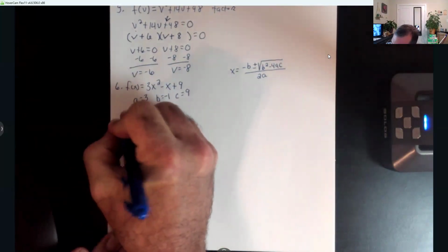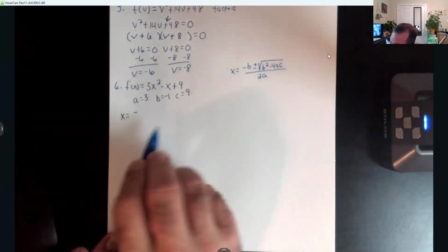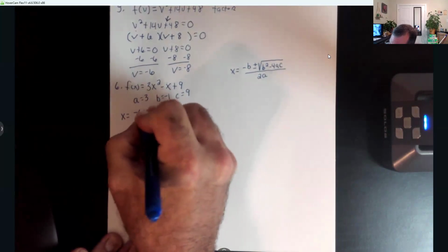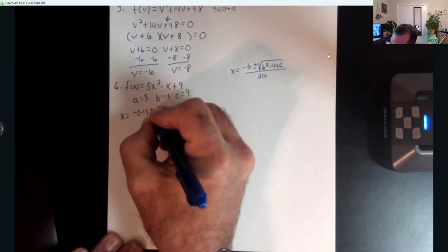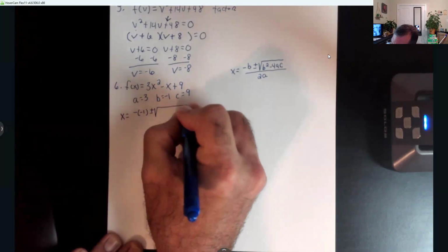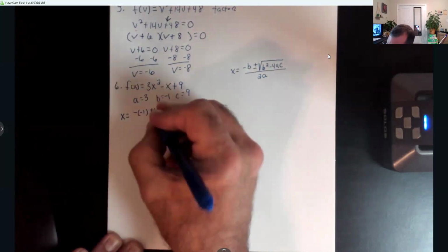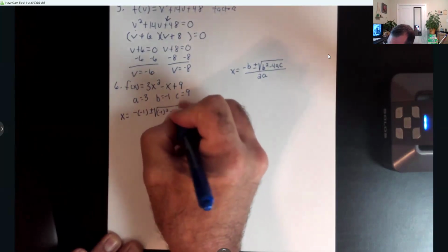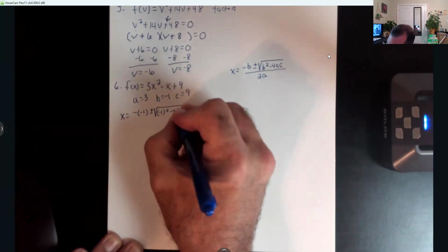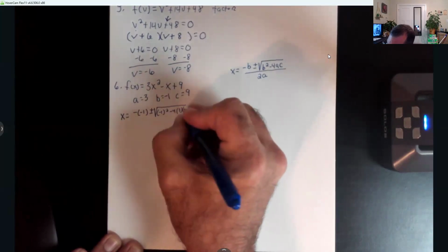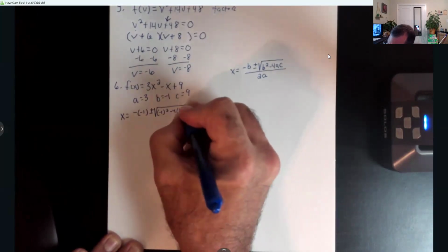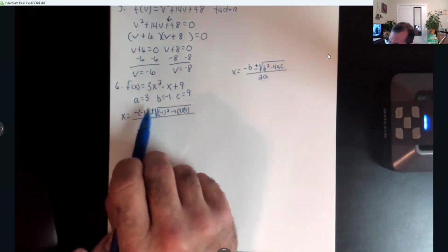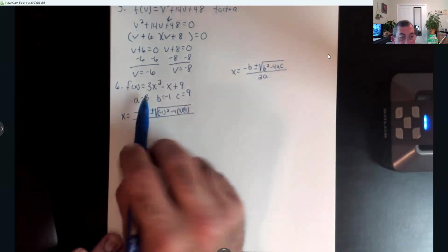So we got x equals the negative of b, which is -1, plus or minus the square root. Well, b squared will be (-1) squared minus 4 times a, which is 3, and c, which is 9, all over 2 times a, which is 3.